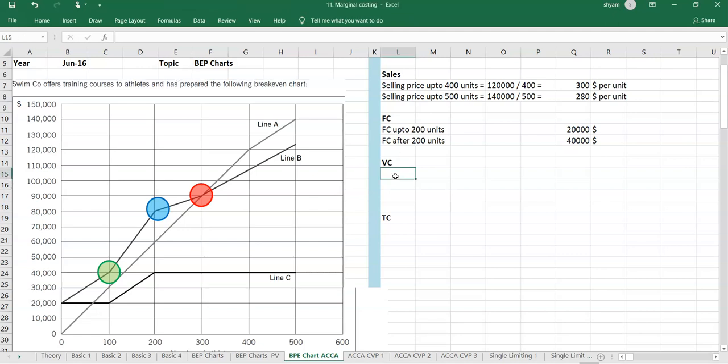So variable cost up to 100 units. Let's see how it works. So at 100 units, it is 40,000, right? It is 40,000, but we can't take it as 40 because there is a 20,000 which is there, because the number which is represented here is the total cost. So from total cost we have to remove the fixed cost, and this has to be divided by 100, right? So let's get the answer.